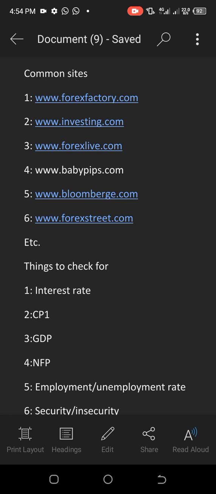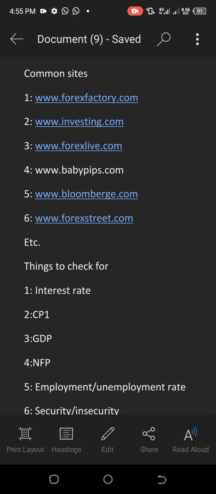But for today, before we go ahead, I would like you to know the common sites. There are common sites you have to know. I didn't list all here. Now you have to know about forexfactory.com, investing.com, forexlive.com, babypips.com, bloomberg.com, forex3.com. There are so many sites there, a whole lot of sites.